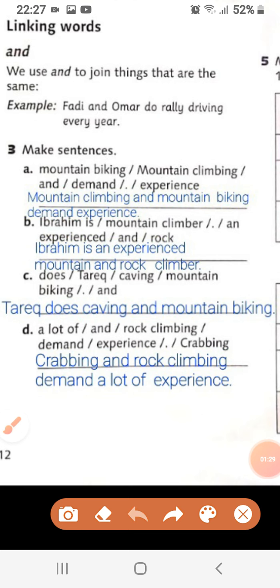دي عنا a lot of and rock climbing demand experience full stop و crabbing. So راح نبلش ب crabbing and rock climbing demand a lot of experience. صيد السلطعونات وتسلق الصخور يتطلب الكثير من الخبرة.